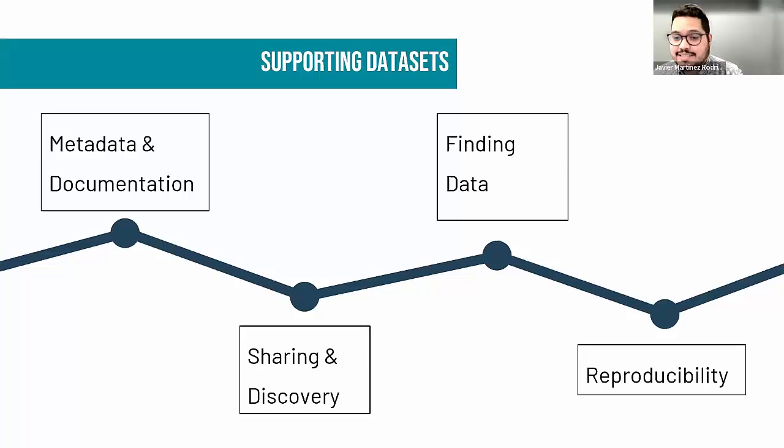Some of the ways that datasets can be supported as an academic output is by providing training and assistance to ensure that data is collected, analyzed, and documented in ways that ensure that the resulting dataset will be FAIR. And that is an acronym for findable, accessible, interoperable, and reusable.